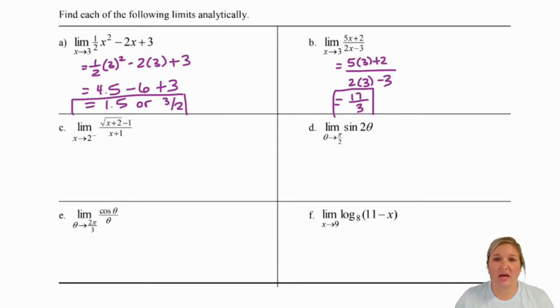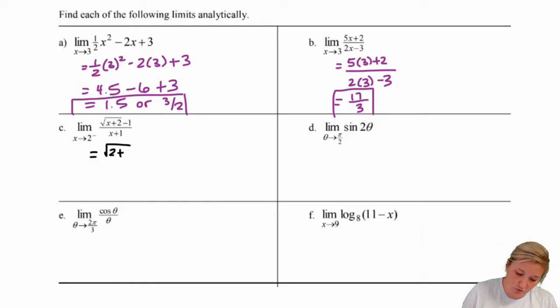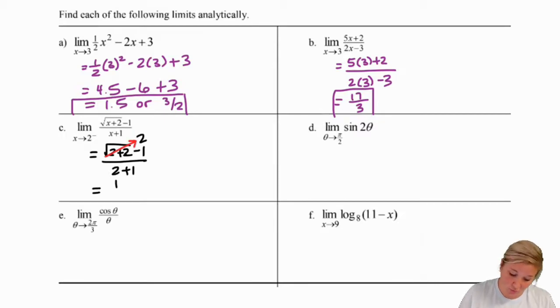Let's look at this example C here. Even though we are approaching 2 from the left, we're still going to replace x with 2. So let's plug those in. So I have the square root of 2 plus 2, minus 1, divided by 2 plus 1. So this is going to become 2. So I have 2 minus 1, which is 1, divided by 2 plus 1, which is 3. So it'd be 1/3.